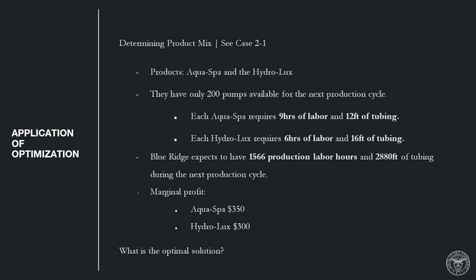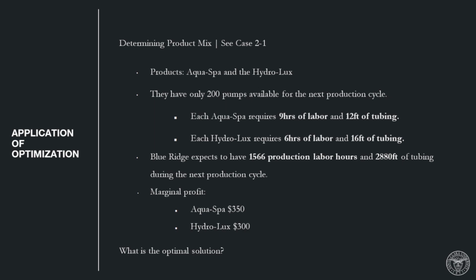Hello class. In this video, we are going to talk about how to formulate an LP model for case 2.1. In case 2.1, we have one company called Blue Ridge. Blue Ridge wants to produce two different types of products. One is called Aqua Spa, which we can simplify as Aqua. And the other one is called Hydro Lux. We can also call it Hydro.